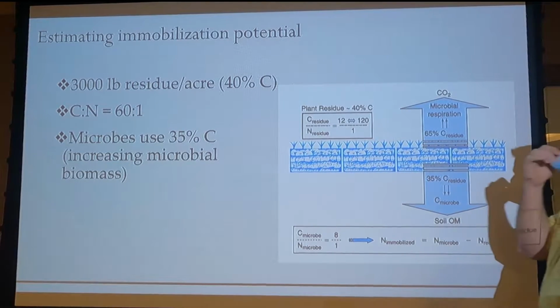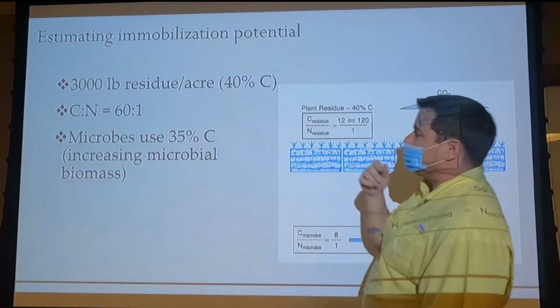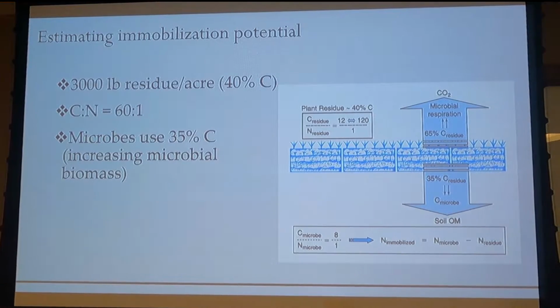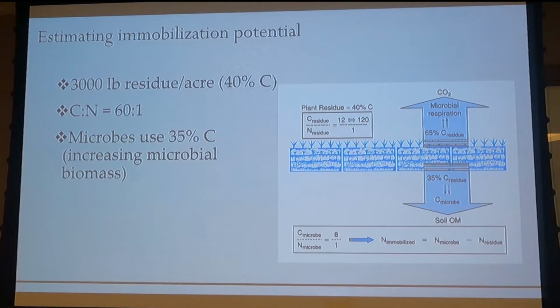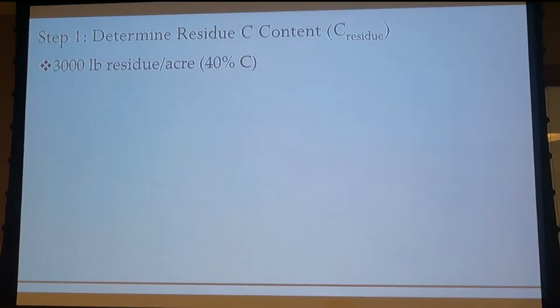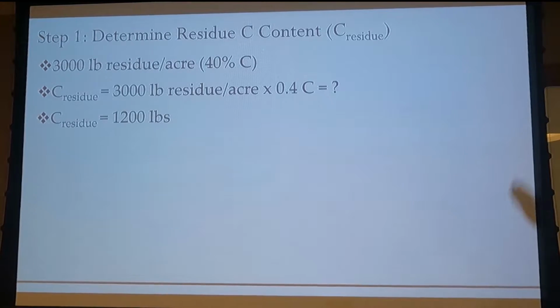All right, so let's go over this step by step. Here's our information. Remember, we have 3,000 pounds at 40%. Our carbon nitrogen is 60 to 1, and the microbes need 35% of that. So step one, we're going to determine the C content of the residues. That's multiplying 3,000 times 0.4 with 1,200 pounds of carbon residue. So it really helps if you put what you're actually trying to find.